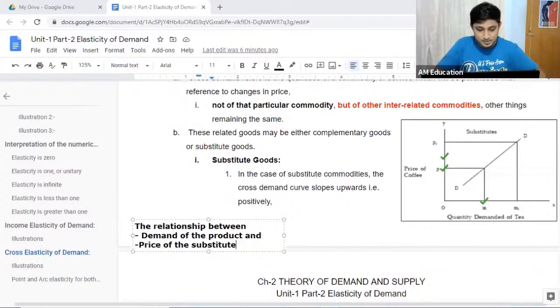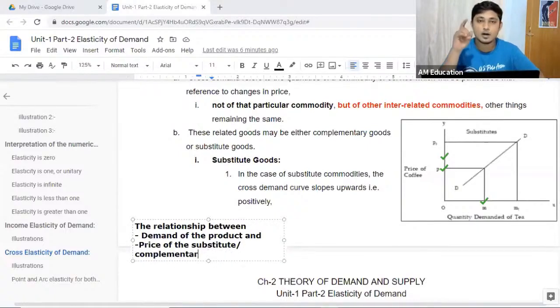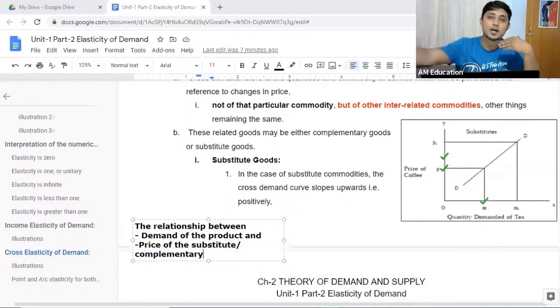It could be a substitute or a complementary. So the cross demand refers to the demand of my product based on the price of my related goods. What is the demand of my product based on the price of the substitutes? What is the demand of my product based on the price of the complementary goods? You're getting this? Yes, sir.